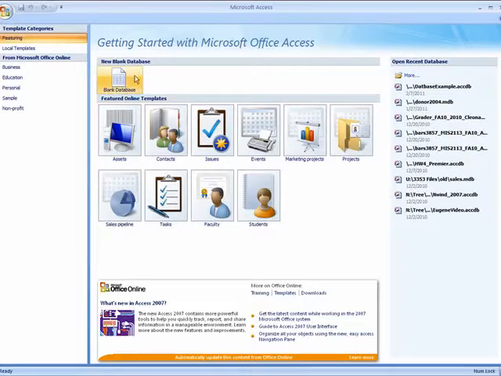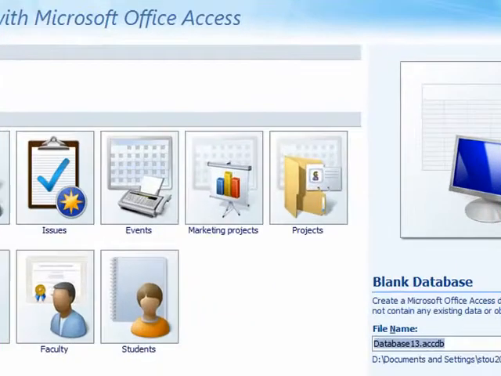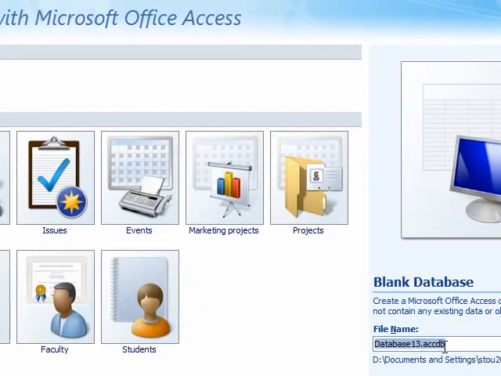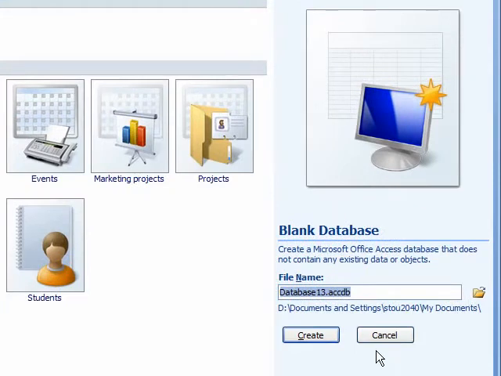It should give me a spot right here for a blank new database. I'm going to click on that. You click on yours. On the right side, it's going to give me database 13 ACCDB. That's the file extension for a database file. And yours may be different because you may not have started previous databases. For me, mine is actually defaulting to My Documents.